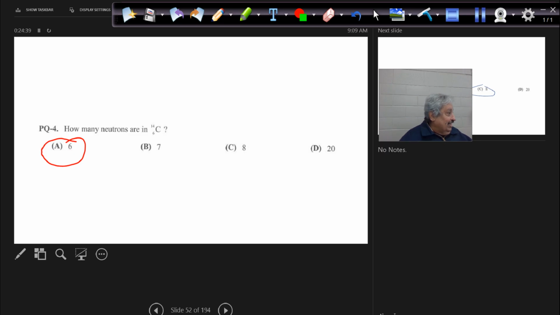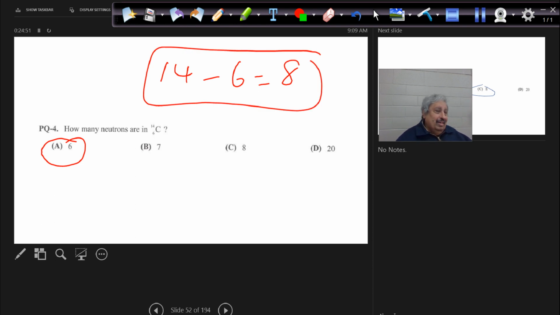Protons and electrons. Let's speak about neutrons. Well, neutrons is easy. 14 minus 6 is what? 8. Atomic mass minus the atomic number will give you the number of neutrons, 8.